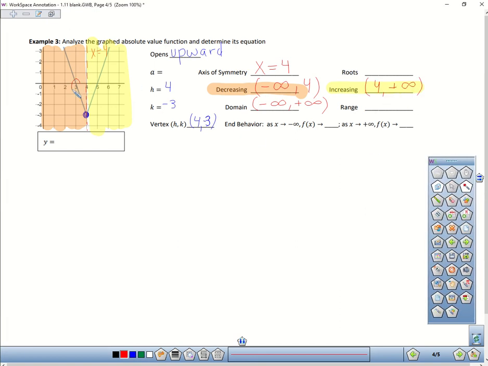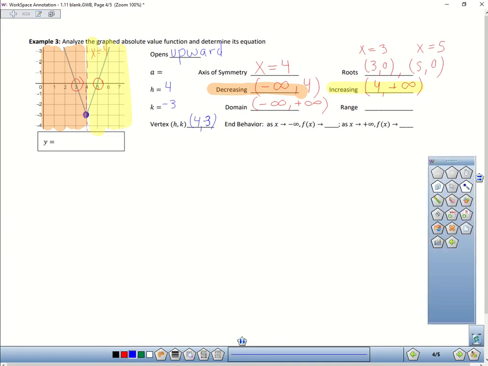Does this graph have roots? Yes, it does. And what are they? 3 and 5. Good, 3 and 5. I'm going to write them in forms of an ordered pair. So 3, 0, and 5, 0. They can also be written as x equals 3 and x equals 5. Just read the question and see what they're looking for.